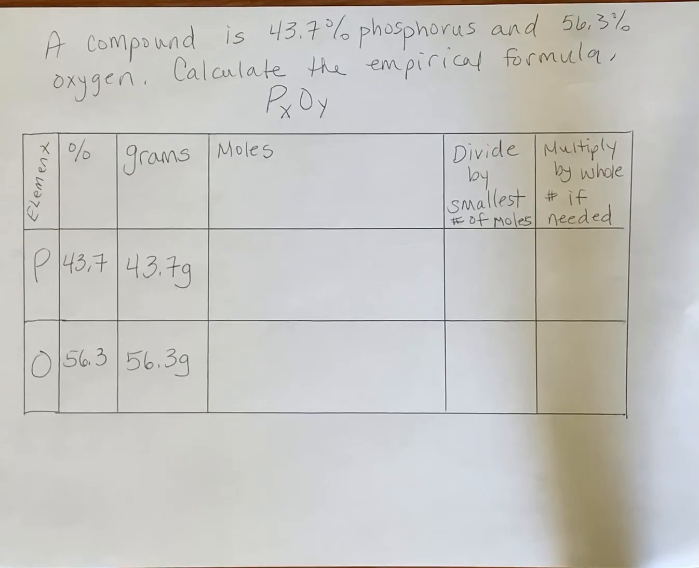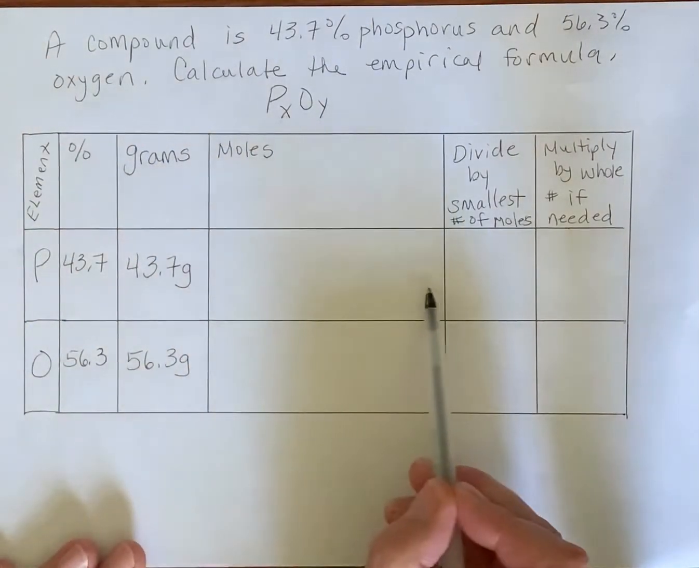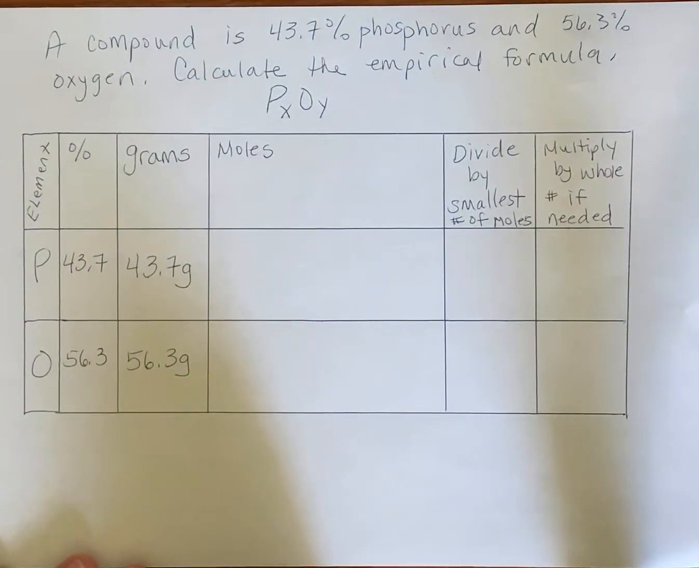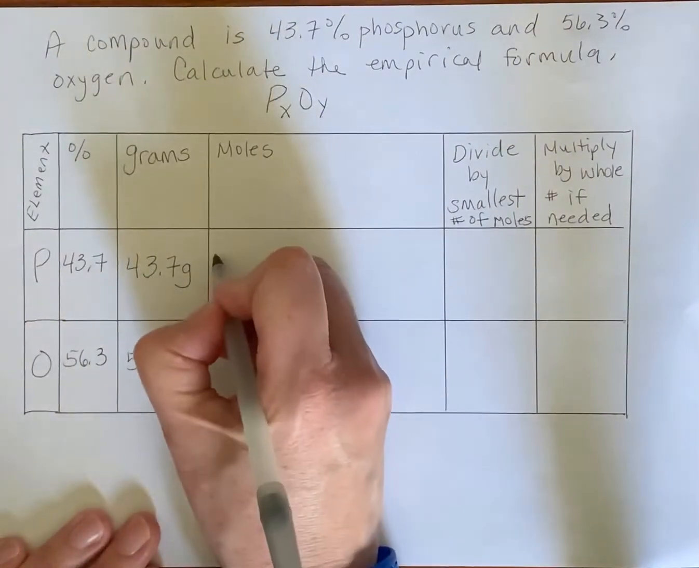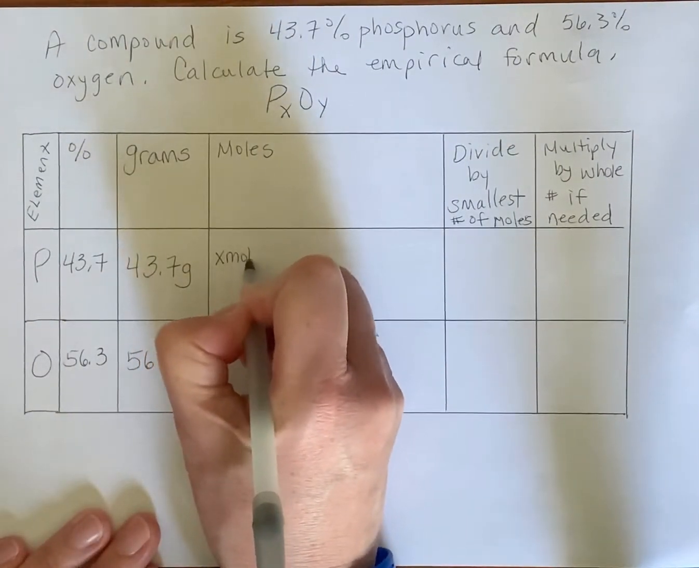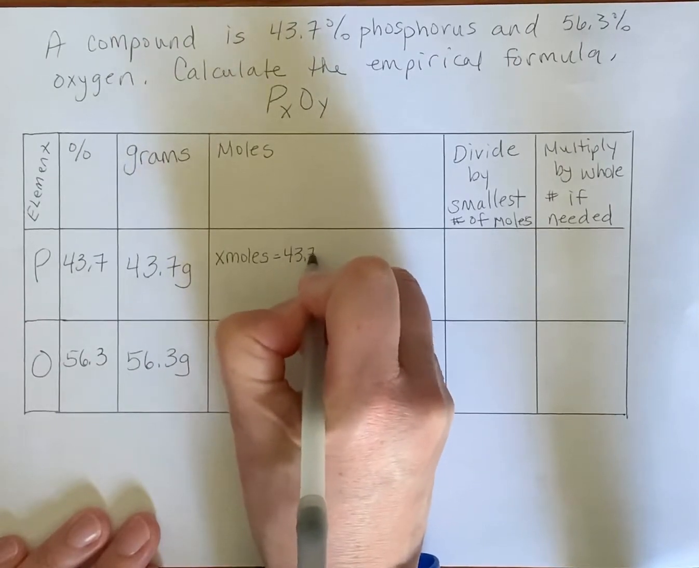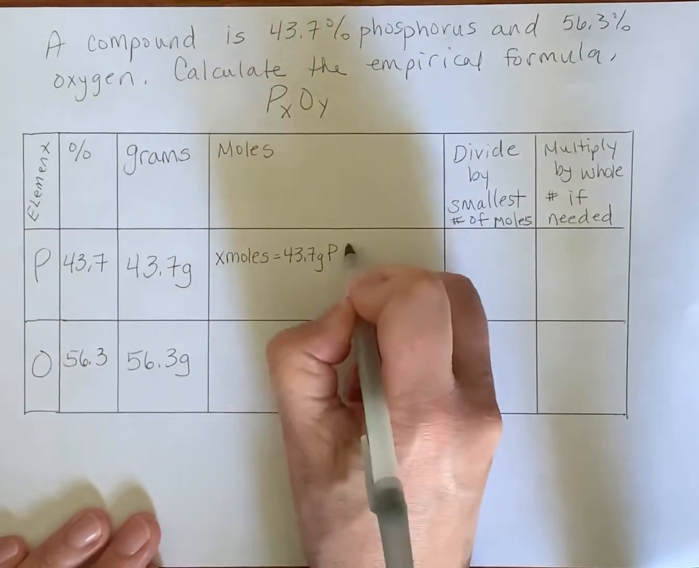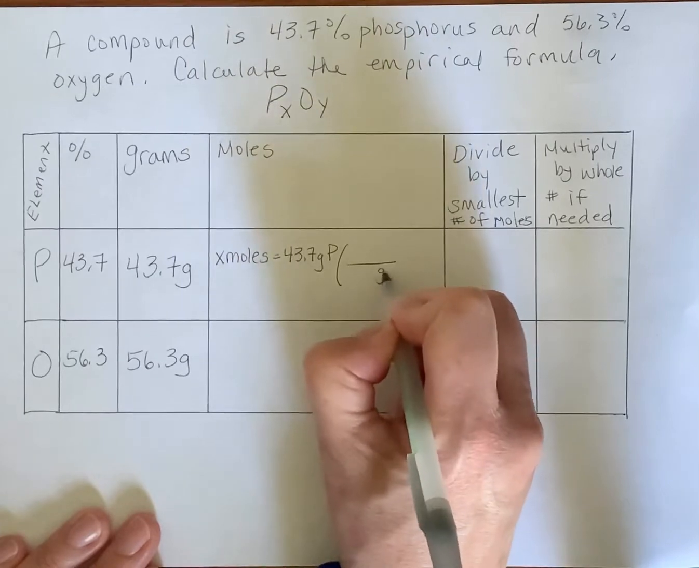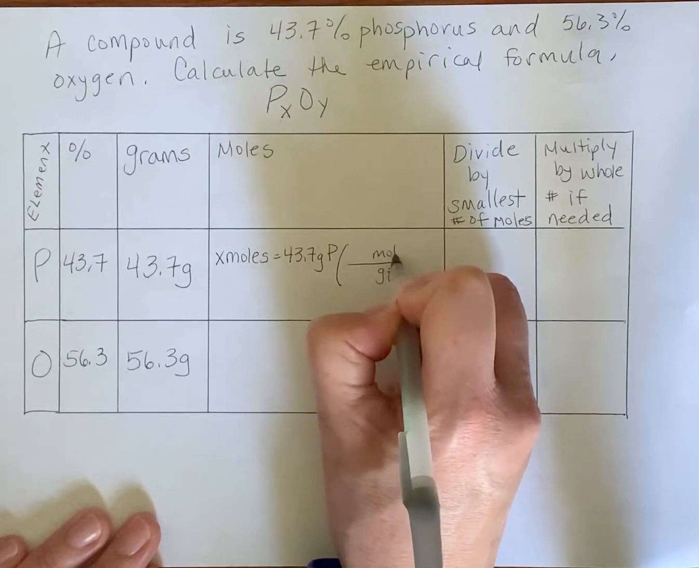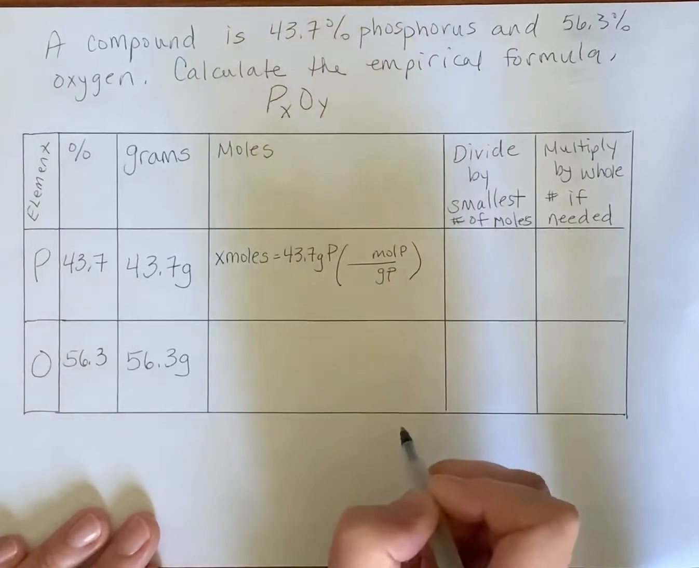The next thing we want to do, and you'll see that this part of the table is even bigger, is that we want to convert from grams to moles. So X moles equals 43.7 grams of phosphorus. I want to get rid of the grams of phosphorus. I want to turn it into moles of phosphorus.